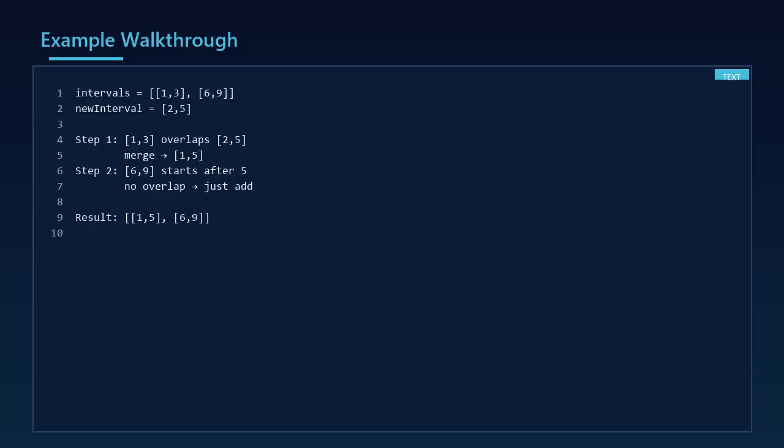Let's walk through it. Intervals are 1 to 3 and 6 to 9. New interval is 2 to 5. First, 1 to 3, does it overlap with 2 to 5? Yes. The end of 1 to 3 is 3, which is greater than or equal to the start of 2 to 5. So we merge them, take min start, max end, we get 1 to 5.